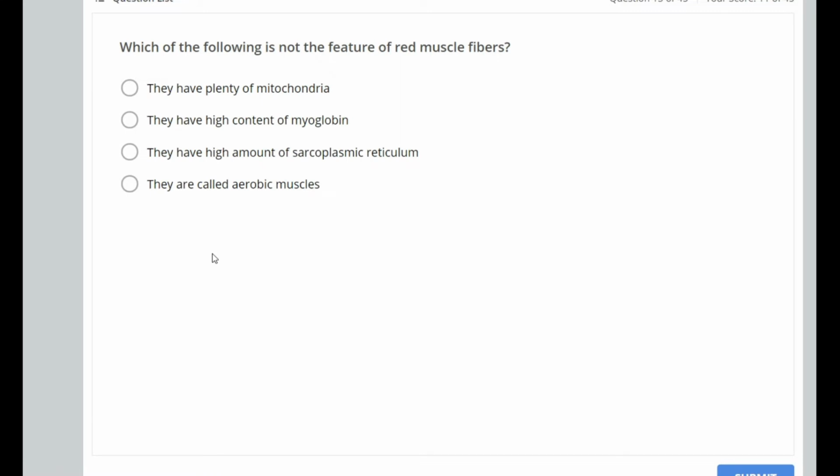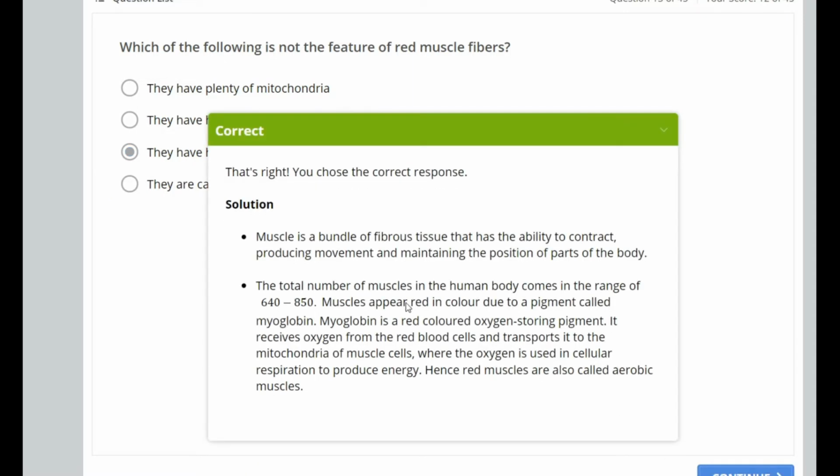Which of the following is not the feature of red muscle fibers? Option A, they have plenty of mitochondria. Option B, they have high content of myoglobin. Option C, they have high amount of sarcoplasmic reticulum. Option D, they are called aerobic muscles. Option C, they have high amount of sarcoplasmic reticulum is the right answer.